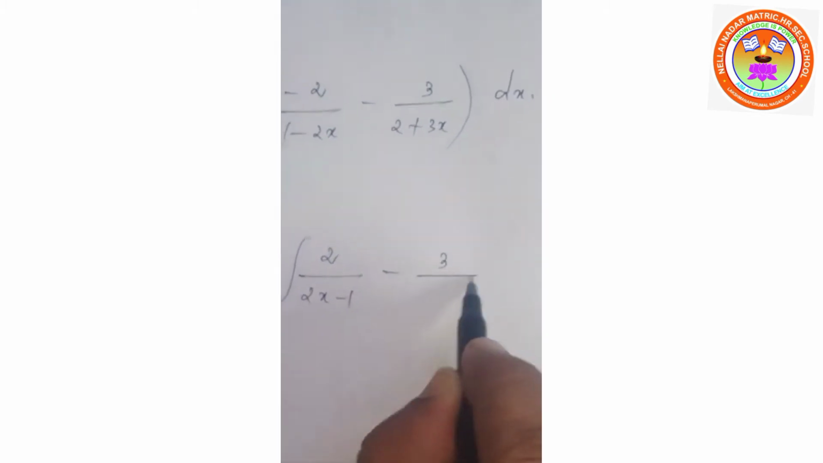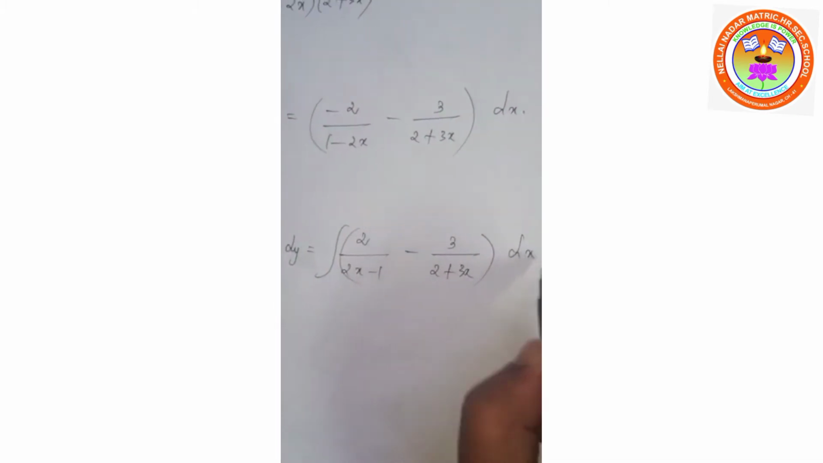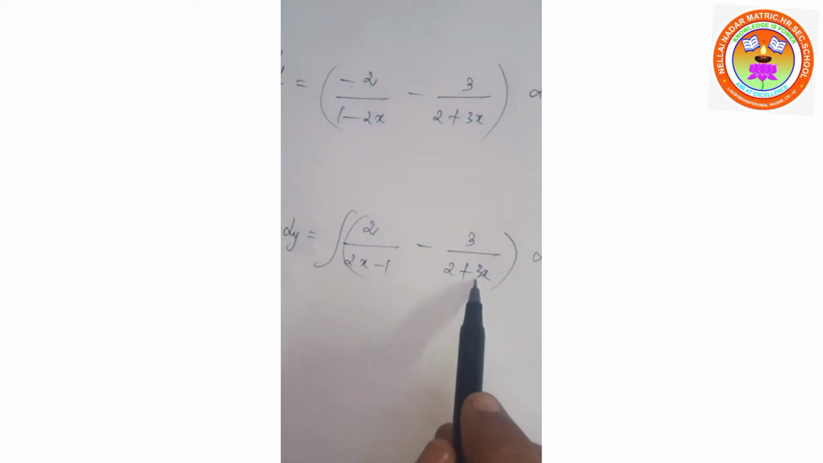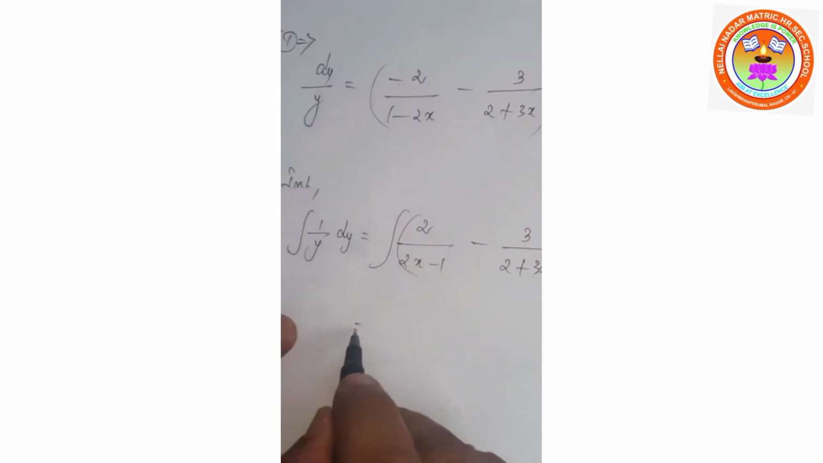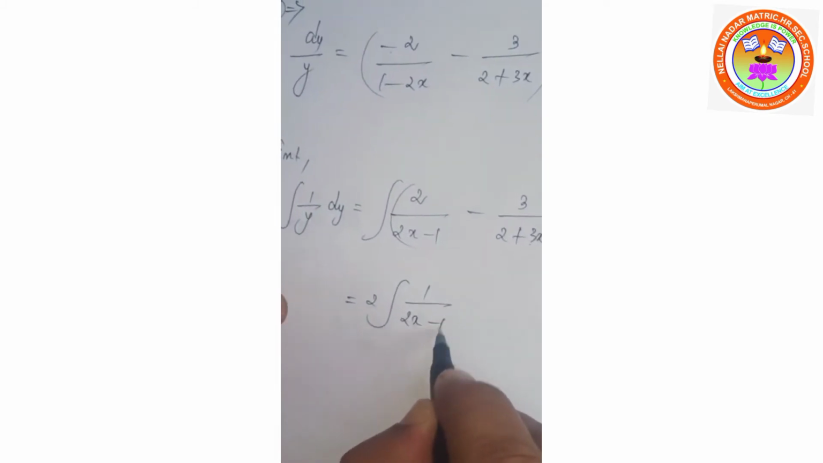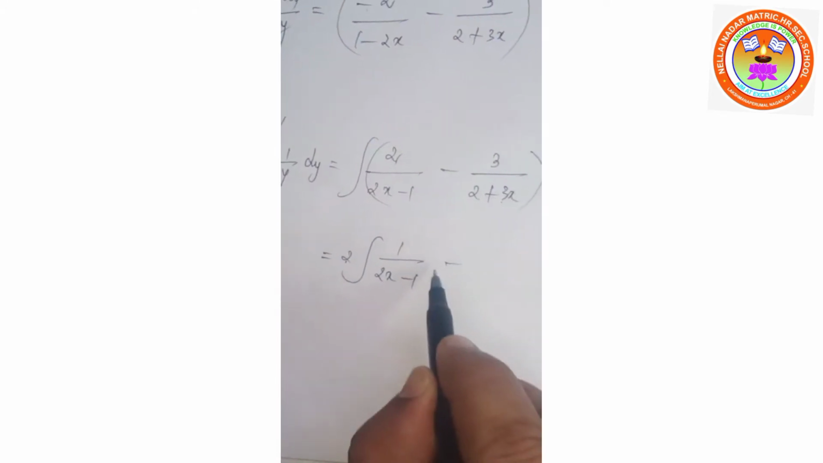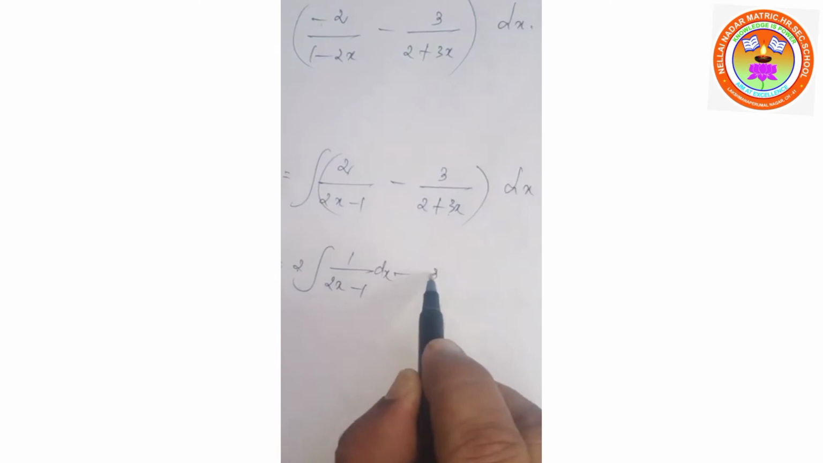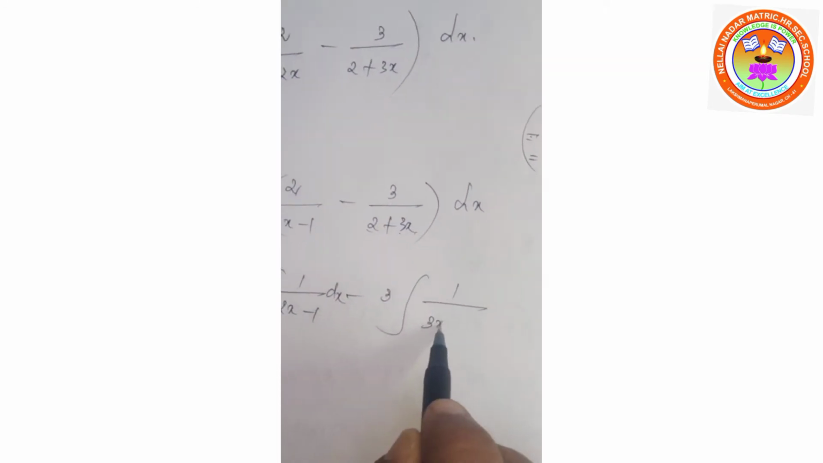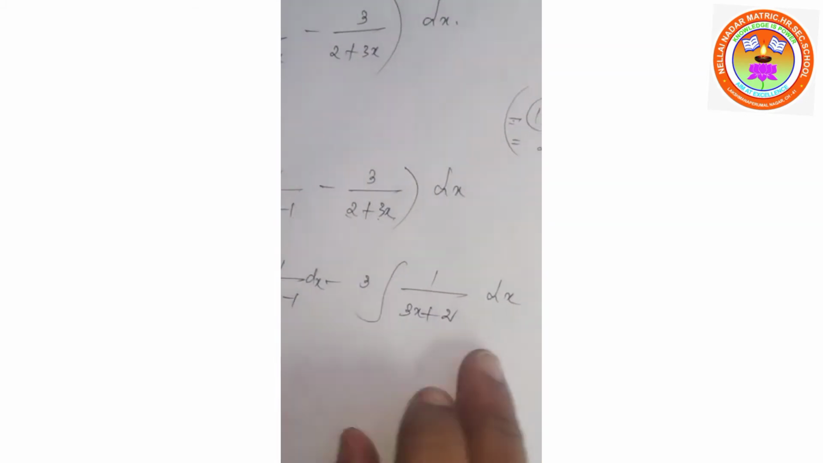This one write as it is, dx. Now the x coefficient is positive here, and here also the x coefficient is positive. Now integration will be easy for you. It can be separated as 2 into 1 by (2x minus 1). Here the 2 is a constant, you can keep it outside the integral. Minus, here dx, here minus 3 into, 3 is the constant, so 1 divided by (2 plus 3x), or even can write (3x plus 2) dx. So which formula to be applied for both?